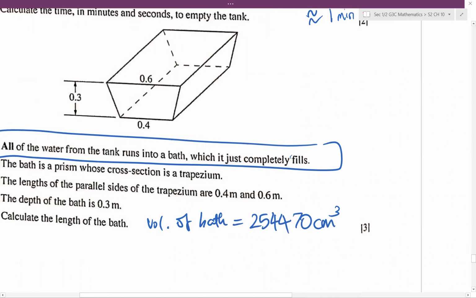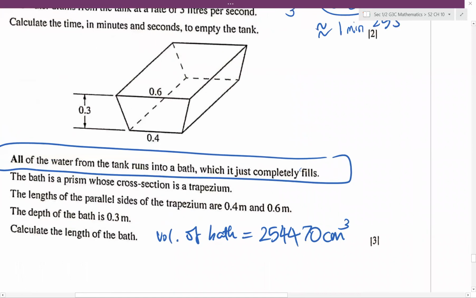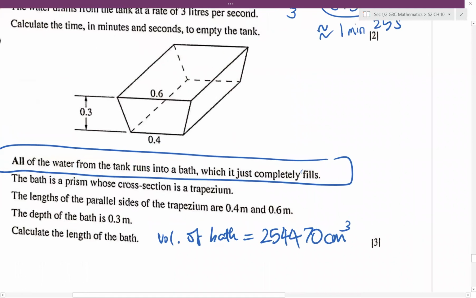Okay, look at what I just circled. All the water from the tank runs into the bath, which is just completely filled. So you know that the volume of this bath equals to 254470, same volume, right? Okay, then I need an expression for the volume of this prism. Surely this 254470 must have something to do with the 0.6, 0.4, 0.3. And the question wants us to find this part, the length.